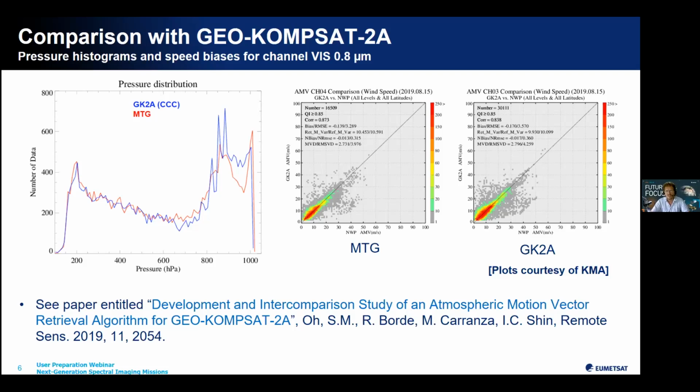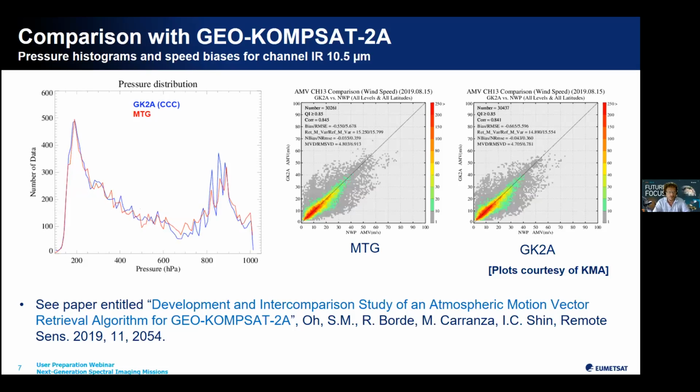On the right-hand side, you can see scatter plot of the speed of AMVs against forecast fields for both MTG and EUMETSAT. These results are shown for the visible channel, and it is the same for infrared channel. The results are pretty similar.